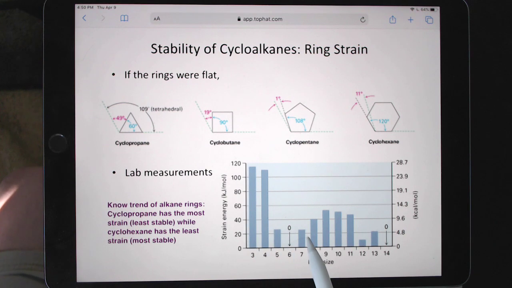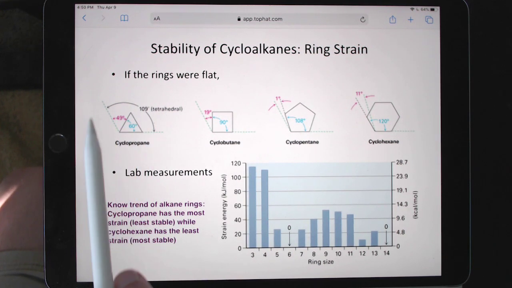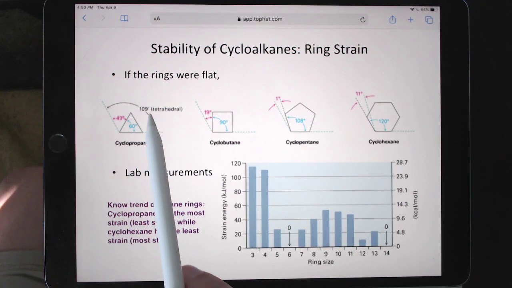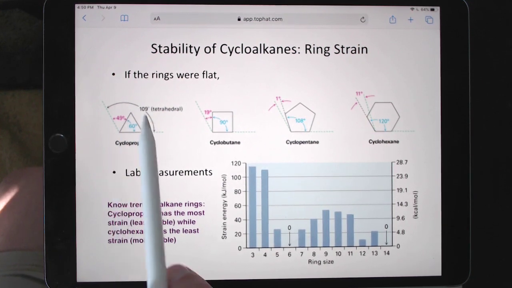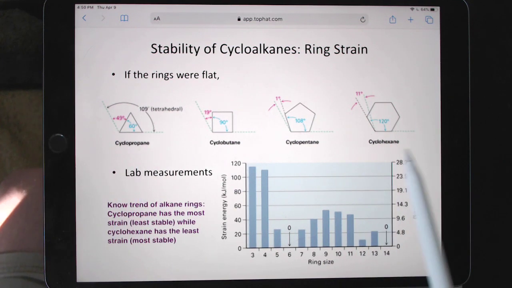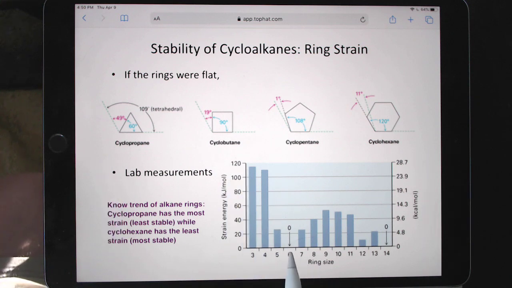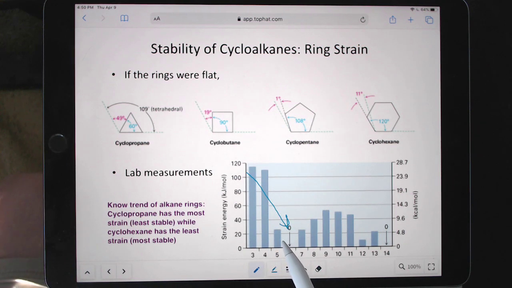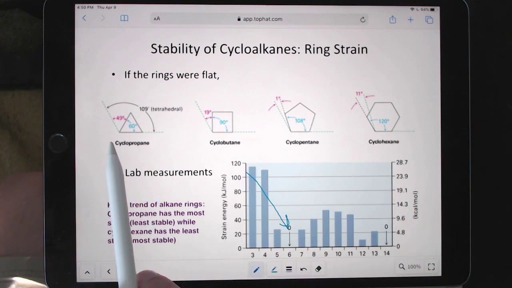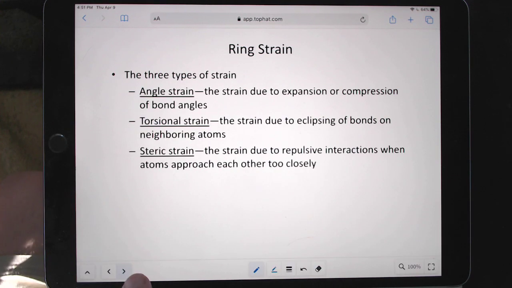Now, what you need to know is the trend. Cyclopropane has a lot of strain in here. It has high energy and is not very stable, compared to the most stable, which is cyclohexane. So know the trend as we're going down. You don't need to know the numbers, you just need to know the trend goes down, like this. Stability increases as you go from a 3 to a 6 membered ring. Okay.